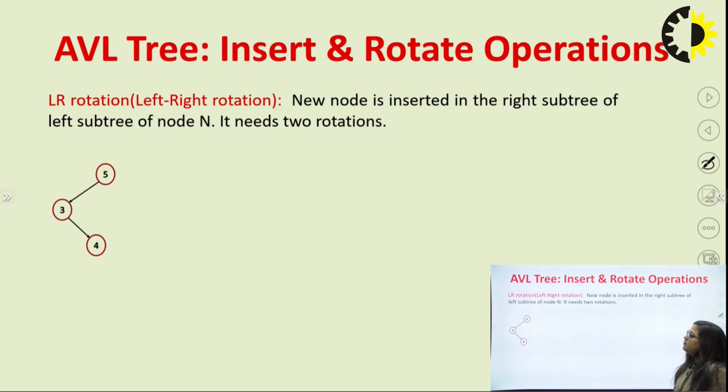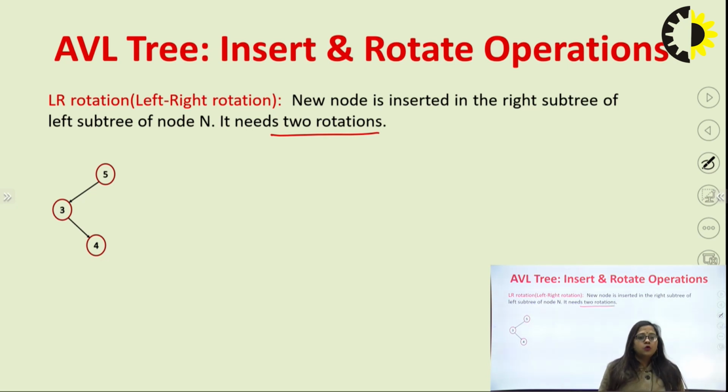Now the third rotation is LR rotation. What is LR rotation? LR rotation means left right rotation. Left right rotation means a new node is inserted in the right subtree of the left subtree of a node. Here you need two rotations. How do you do the two rotations?